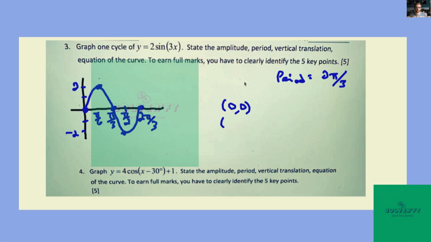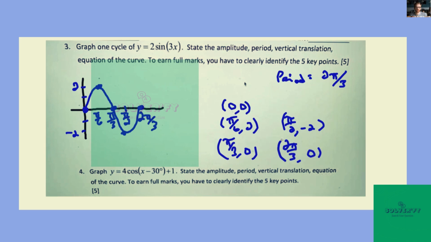So 0, 0, pi over 6, 2, pi over 3, 0, pi over 2, -2, and 2 pi over 3, 0 would be your 5 key points.